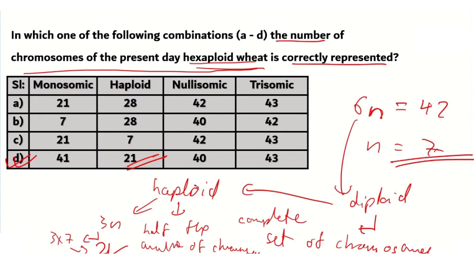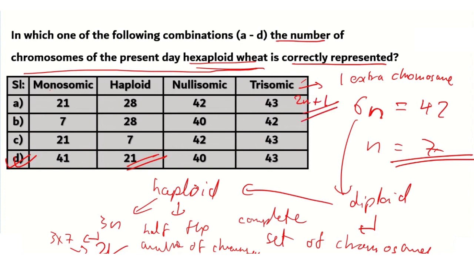But for the sake of understanding, what are monosomic, nullisomic, and trisomic? Trisomic means one extra chromosome is present in the genetic makeup. For example, in wheat, if you have 42 chromosomes as the diploid condition, then trisomy means that you have an extra chromosome which is not paired and is present in this combination. So trisomic refers to 2n plus 1.